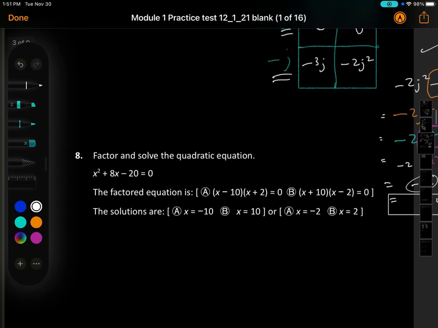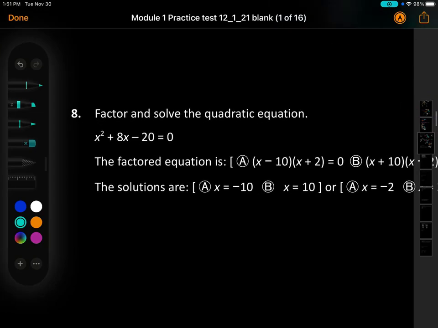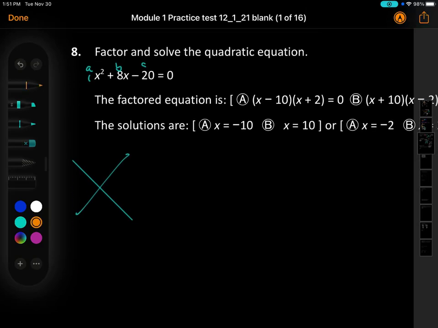Question number 8, factor and solve the quadratic equation. So I have A, B, and C. Remember the trick, let me summarize the trick. When A is equal to 1, then you just have to use the X. Let's do that in orange. When your A is greater than 1, you have to use both the X and the box. Let me show you how that works.